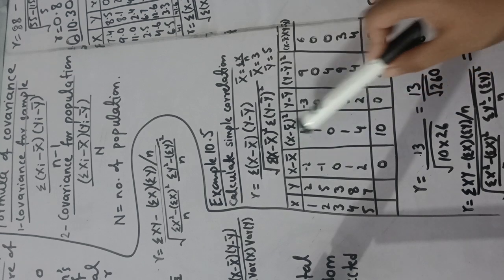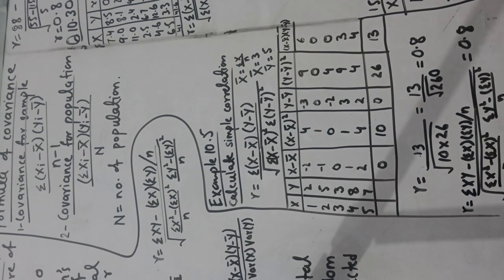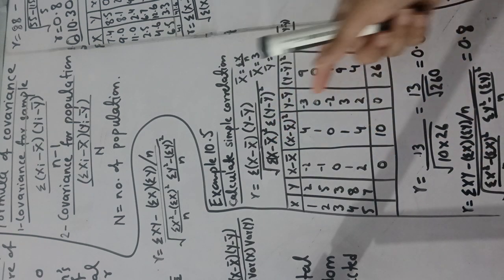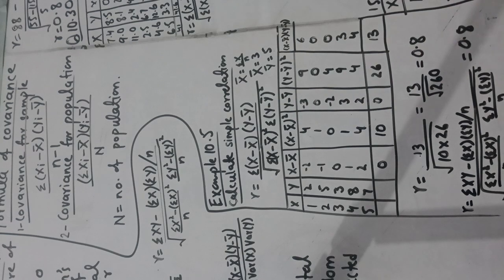Then I took the square of all the values and added them. One thing to remember: don't put the square of 0 in this place. You have to find the square of every value, then sum it and then put it in.